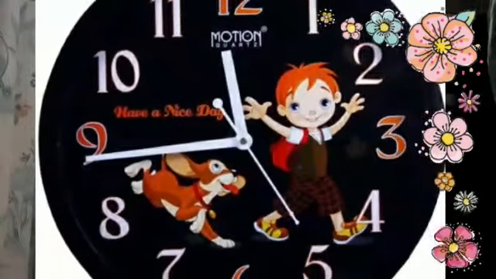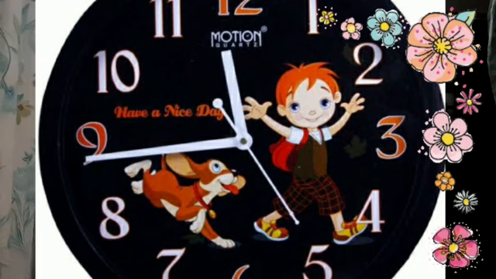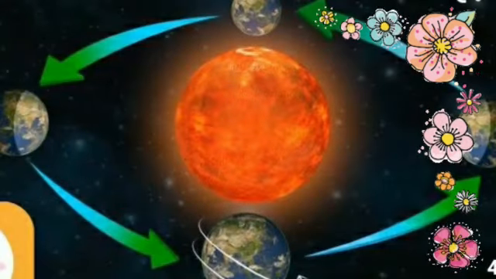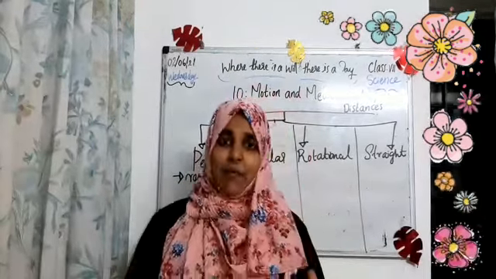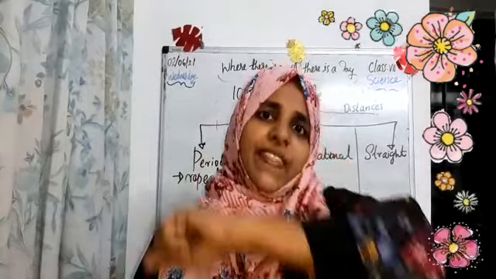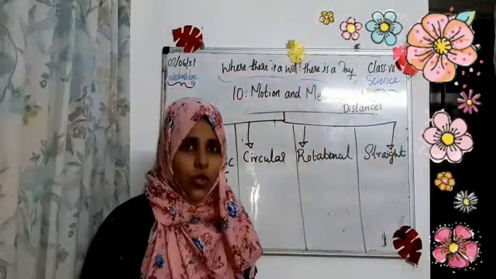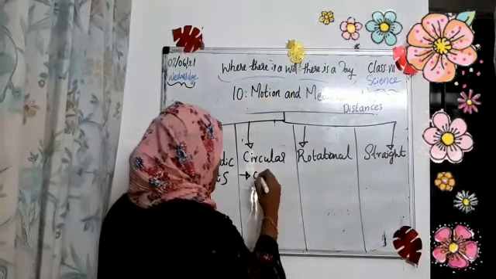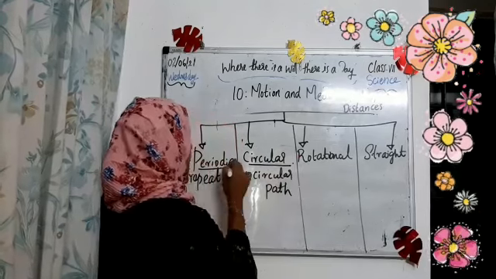Okay, look at this picture, children. We can see the hands of a clock. It is moving in a circular motion, right? And satellites move around the earth in a circular manner. And also the earth revolves around the sun in a circular motion, right? So from these examples, we can understand some types of motion are in a circular way. This we call circular motion. It is a type of motion in which an object moves in a circular path, that we call circular motion.